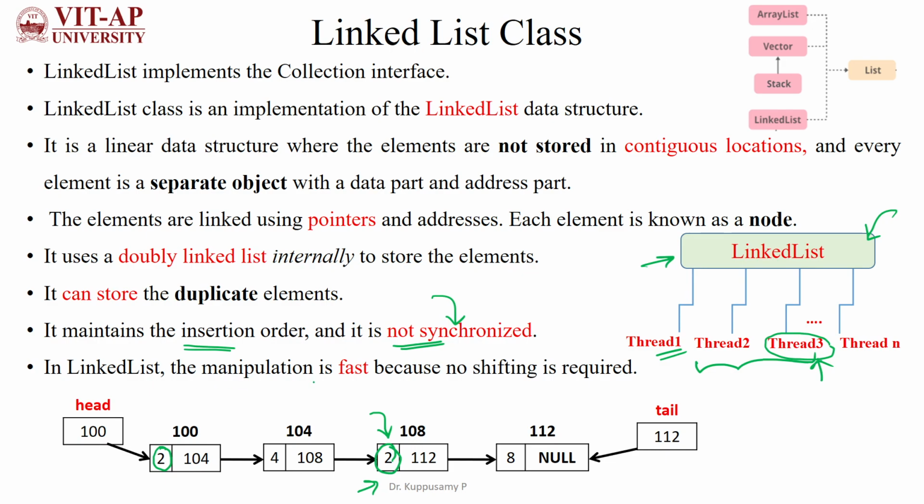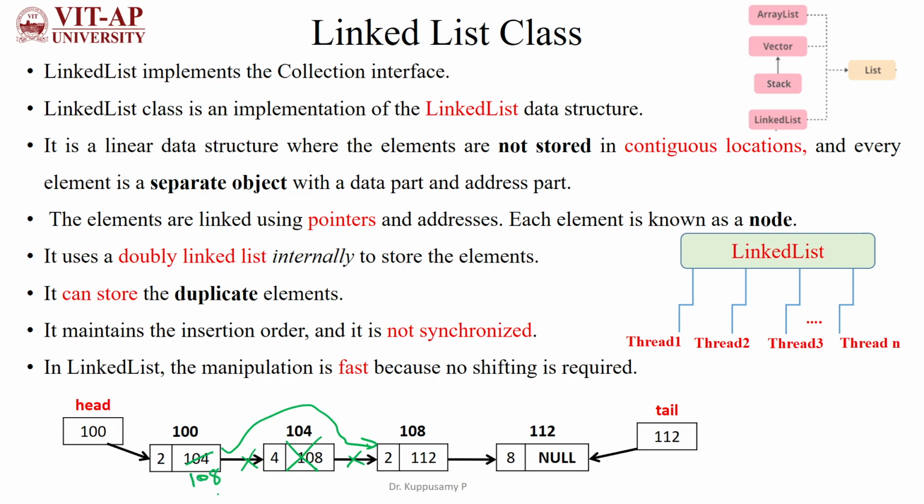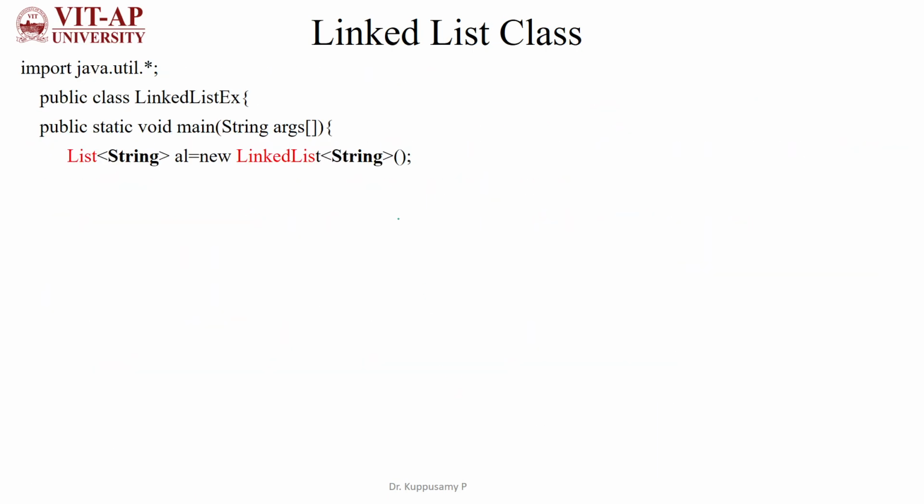The linked list is fast because no shifting is required during operations. For example, if you delete the element at 104, what will happen? It simply breaks the existing links and creates a new link by writing the address field here as 108. So there is no need to shift the elements to new memory locations. It just breaks the existing links and creates new links, so it is much faster than the array list based implementation.